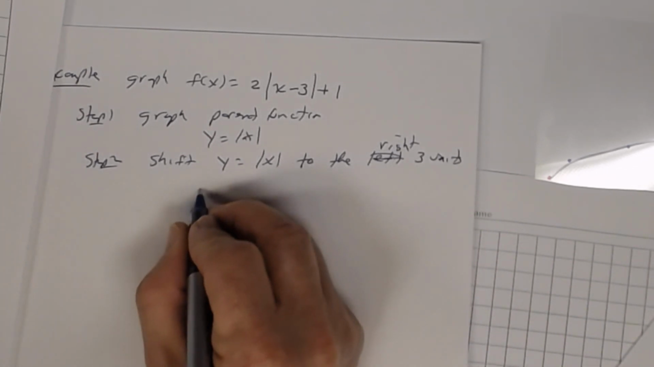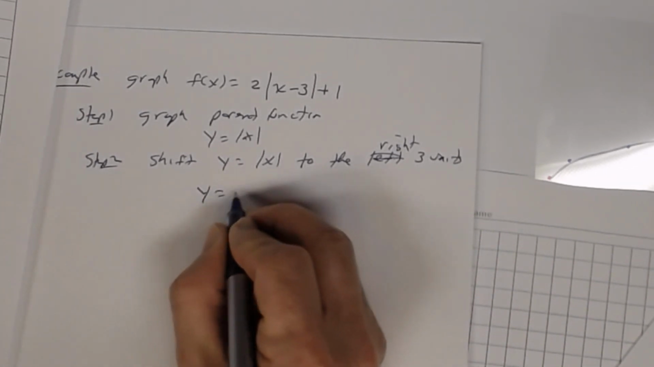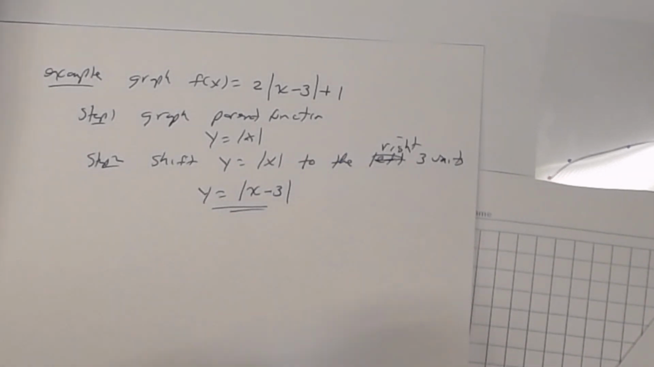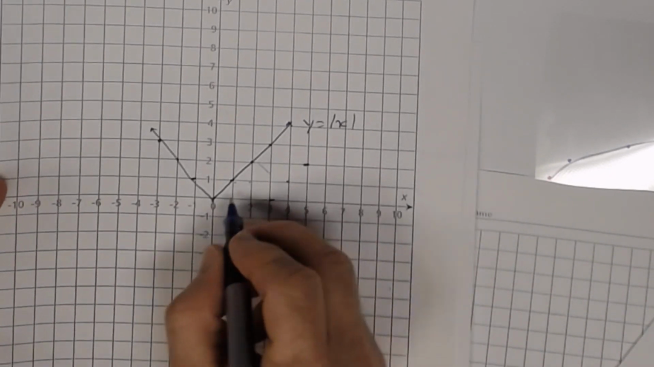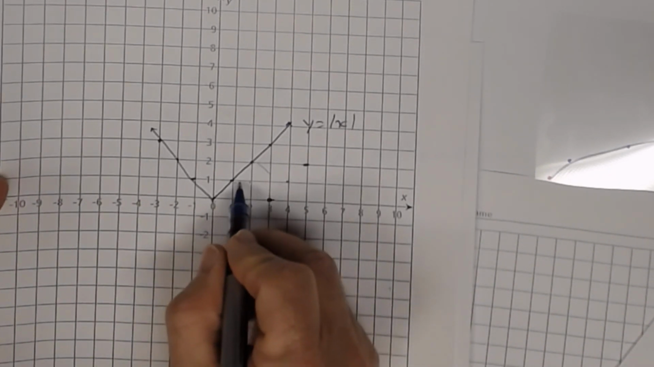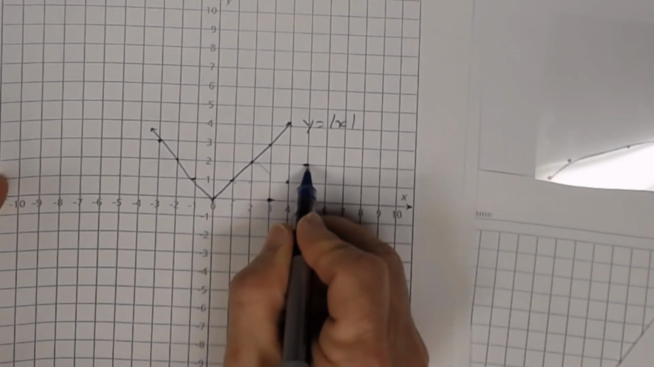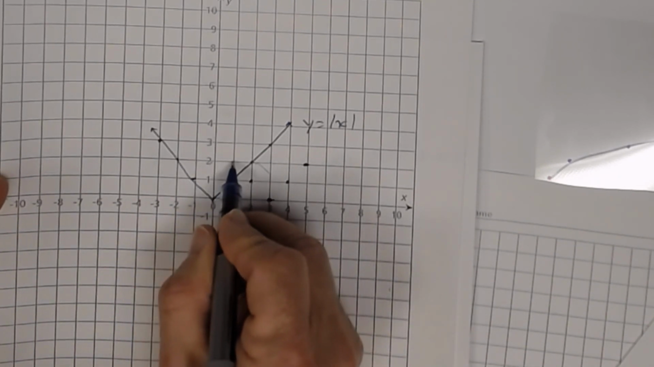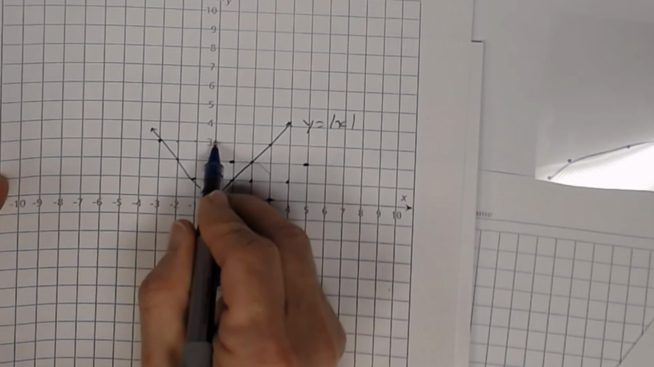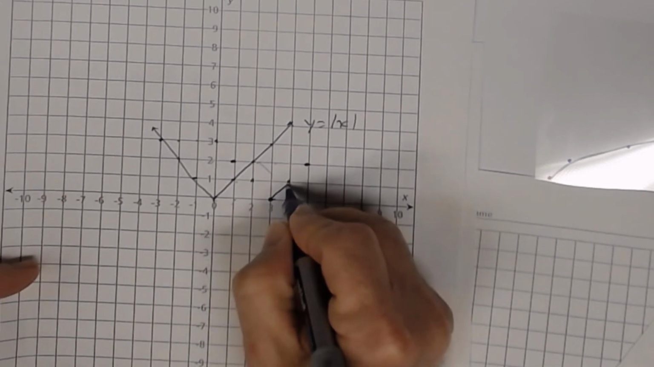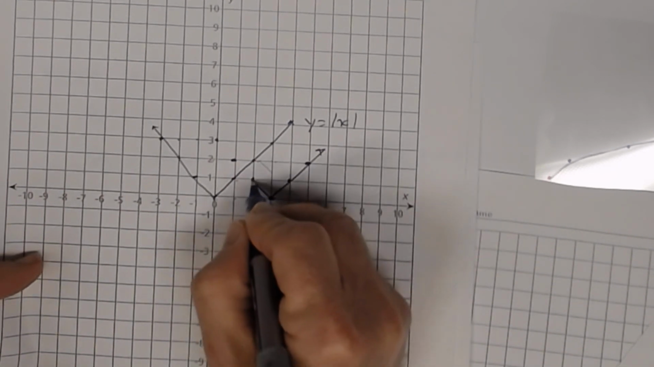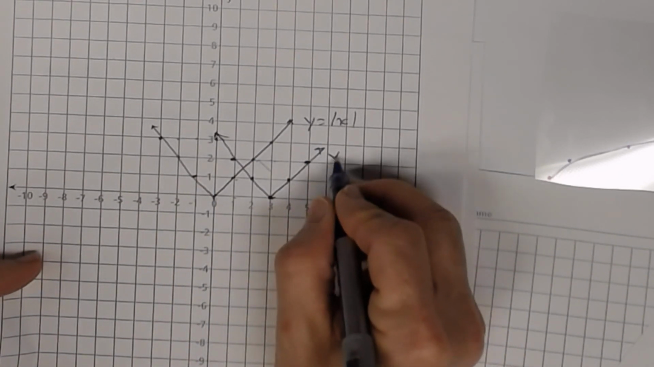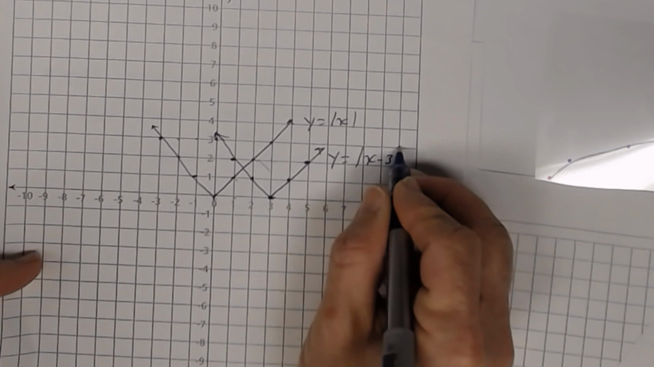So now you get this. So now you have y equals absolute value of x minus 3. So that's what I'm about to graph. So 1, 2, 3, 1, 2, 3, and so on. All right, and then you draw the absolute value function. All right, now this right here, you got to label it. That is y equals absolute value of x minus 3. Okay?